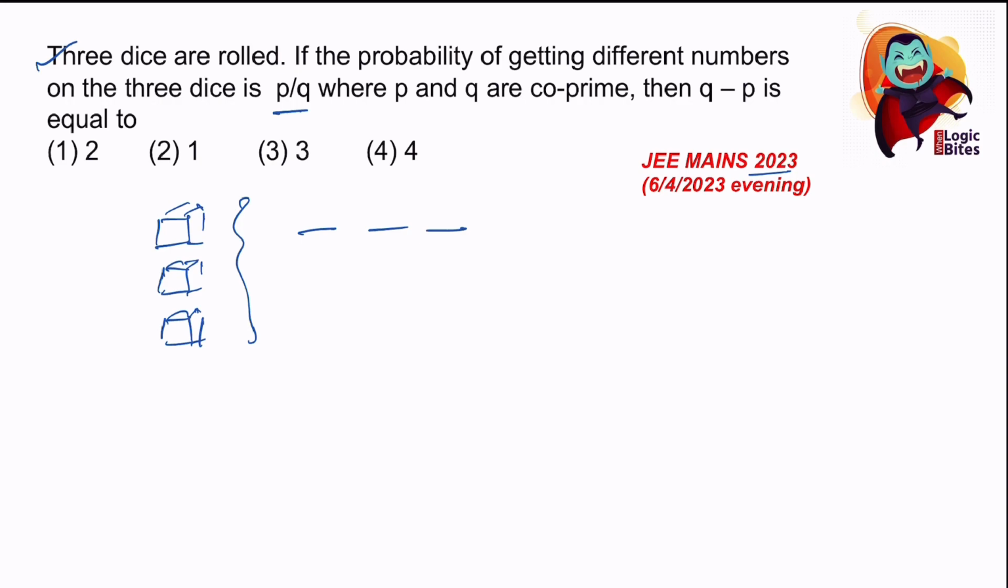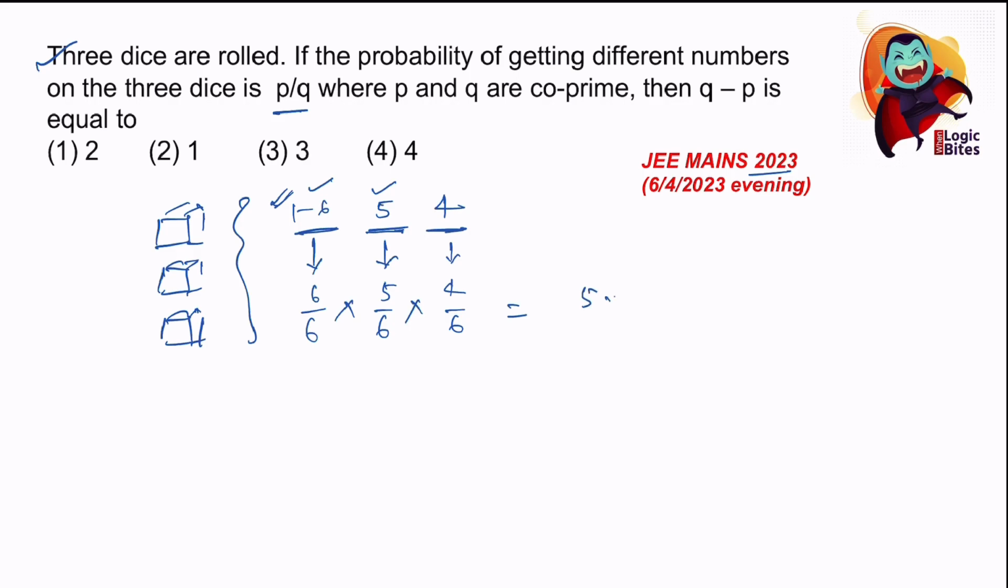For the first die, when we roll, any number can appear from 1 to 6. So there are a total of 6 possible outcomes, and the probability will be 6 by 6. Now when we roll the second die, we don't want any number which has already appeared on the first die. So we are left with only 5 options, and the probability will be 5 by 6. Similarly, when we roll the third die, we don't want any number which has already come in the first two rolls. So we are left with only 4 options, and the probability will be 4 by 6. So the probability of getting different numbers will be this.